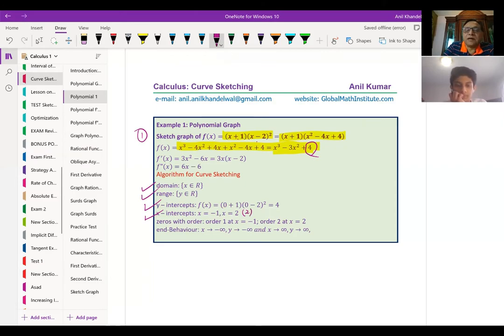So let me write this in brackets. It's good to write zeros with the order: order of 1 for x equals minus 1, and order of 2 for x equals 2. And then the end behavior. Since we know this is a cubic function and it has a positive leading coefficient, it will start from negative infinity and land up in positive infinity. That is the end behavior which we have mentioned.